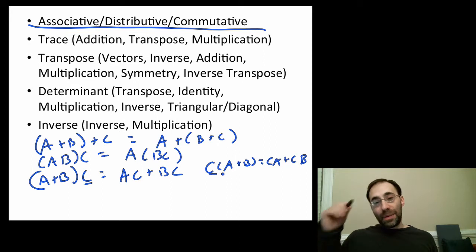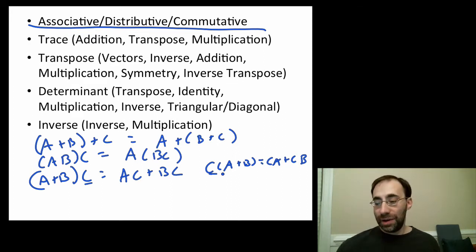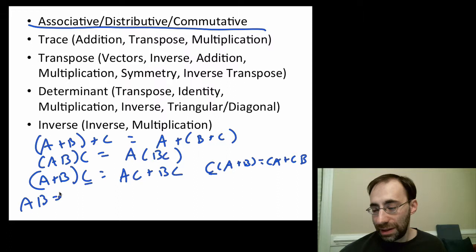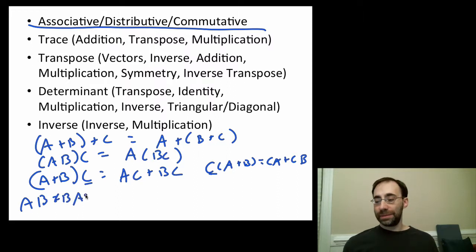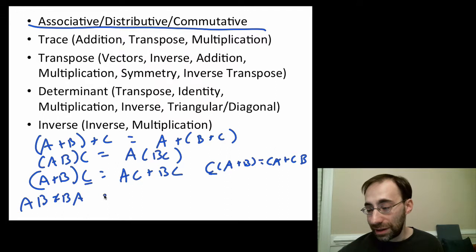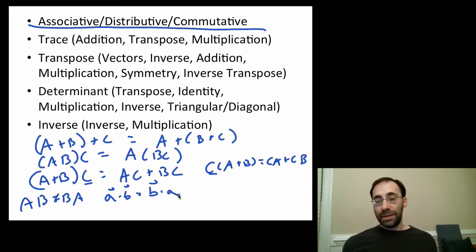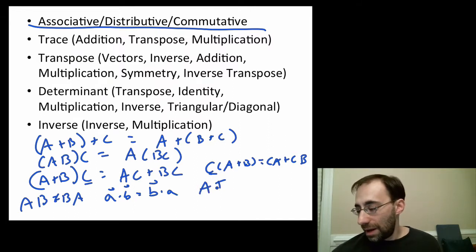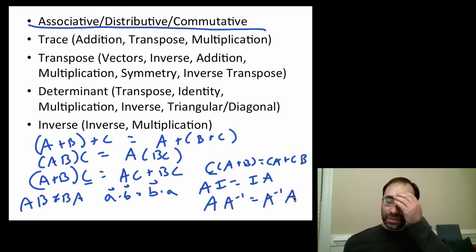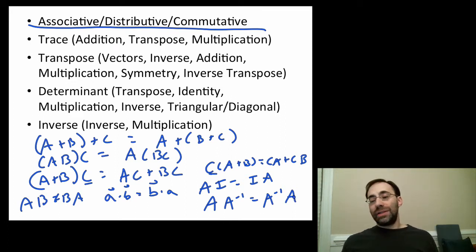That leaves commutative. Now, I've already said matrix multiplication is not commutative. So in general, AB does not equal BA for matrices. It does for vector dot products though. So A dot B equals B dot A. That's commutative. And certain other things are commutative. AI equals IA, as we said before, and A inverse A equals A A inverse. So certain things are commutative, but most are not. Okay, so that gives you a sense of the qualities that fall into that first category.